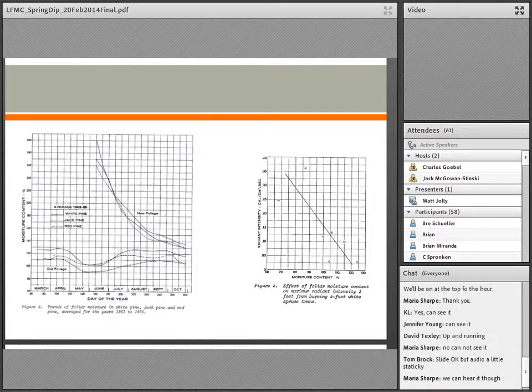But you also notice that there's a little bit of variation in the magnitudes of the dip. So in general, he reports that the lowest moisture recorded for jack pine is about 105%, and then for red pine it dips down below 100%, so 95 or so.